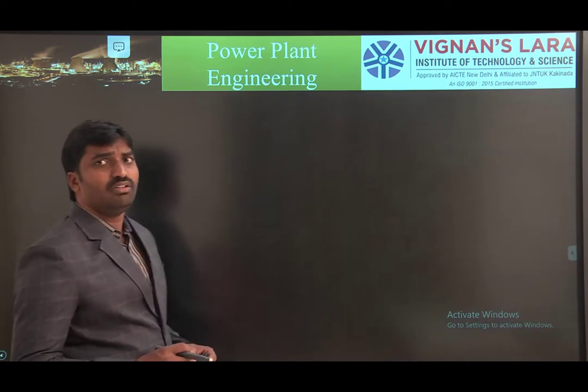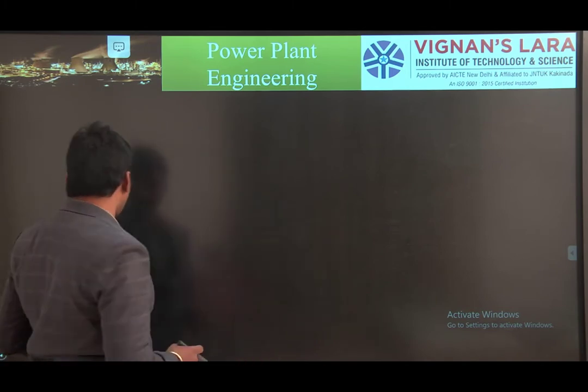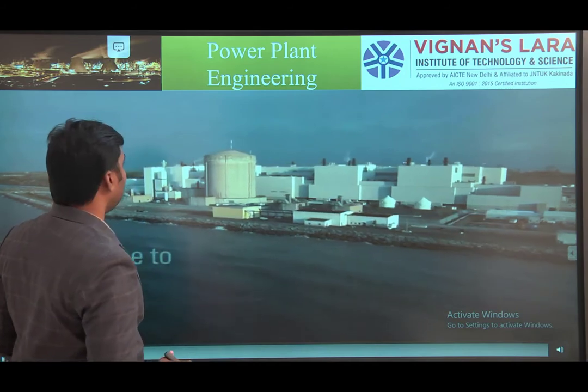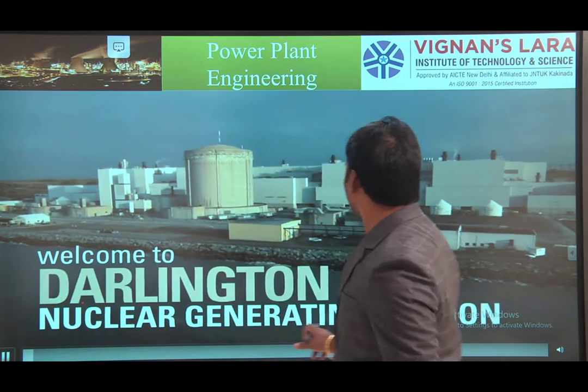And here I would like to show you the working process of a nuclear power station. Just see the working of a nuclear power station. I would like to show you the working conditions of nuclear power stations in Ontario. We would like to go through one nuclear power station here, Darlington, Ontario. See here, this is the site of the Darlington nuclear generating station.